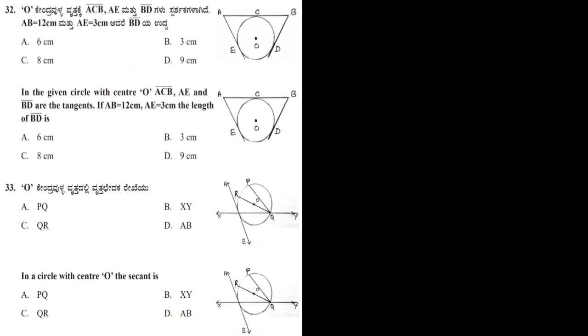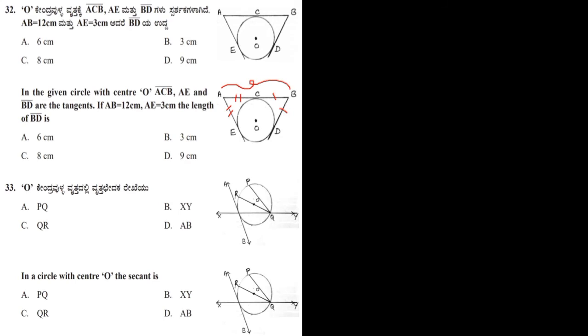In a circle with center O, triangle ACB, AE and BD are tangents. If AB is equal to 12 cm, AE is equal to 3 cm, the length of BD is. Here they said we have a total of three tangents, that is AB, AE and BD. So here we can see that tangents are equal.